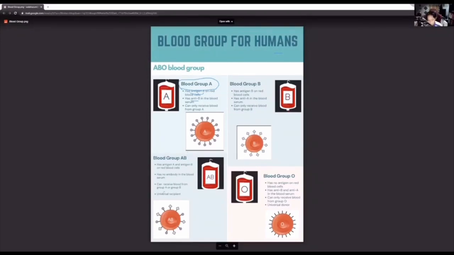You can see that blood group AB is a universal recipient. A universal recipient means blood group AB can receive all types of blood group because it has no antibody. On the other hand, blood group O is a universal donor because it can donate to all blood groups, because it has no antigen on the red blood cell.